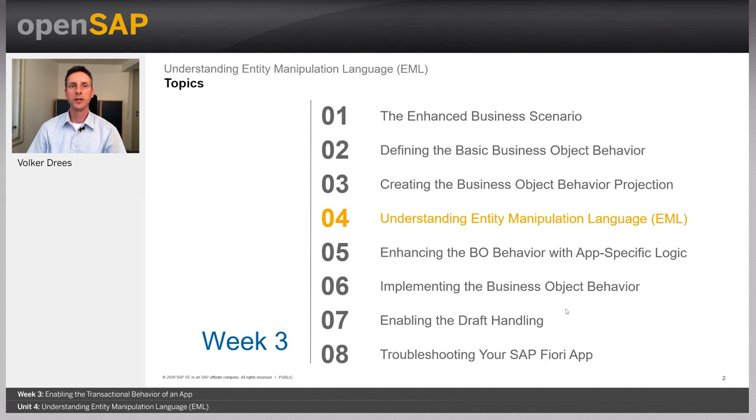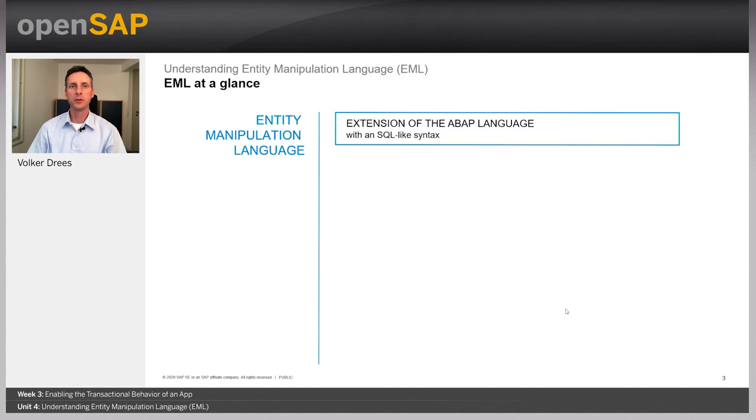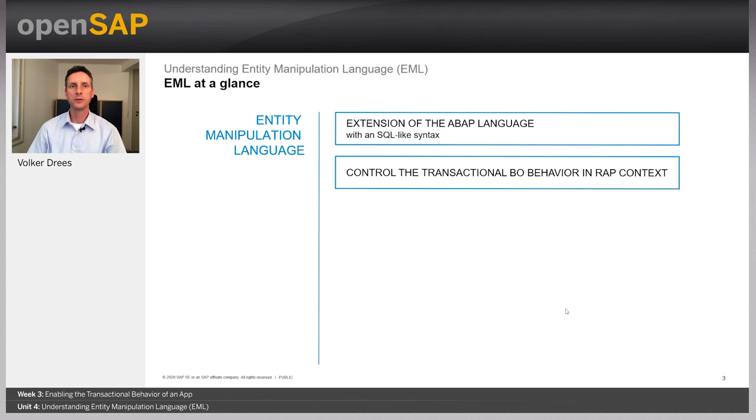In this unit, we give an introduction into the entity manipulation language that you will need when you, for instance, add determinations, validations or actions to your business object behavior definition. The entity manipulation language, in short EML, is part of the ABAP language and allows you to interact with your own and other business objects in a SQL-like syntax. It allows you to control the business object's behavior in the context of the ABAP RESTful Application Programming Model.